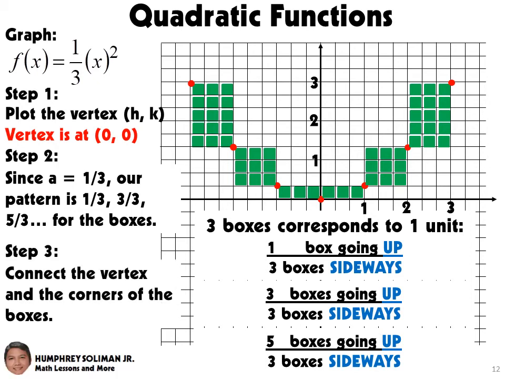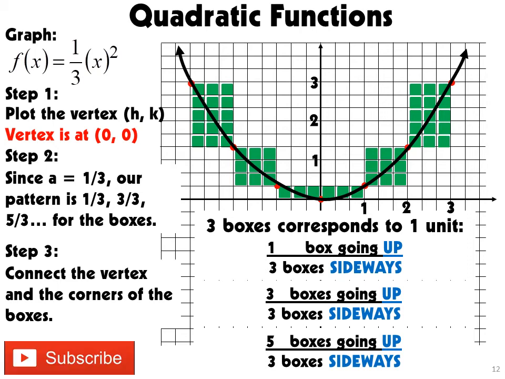Step number 3, we connect the vertex and the corners of the boxes. Again, we have to put arrowheads at the ends of our quadratic function. This will tell us that the quadratic function will extend up to infinity. You will also observe that this quadratic function has a vertical compression since the value of a is a fraction, 1 over 3.